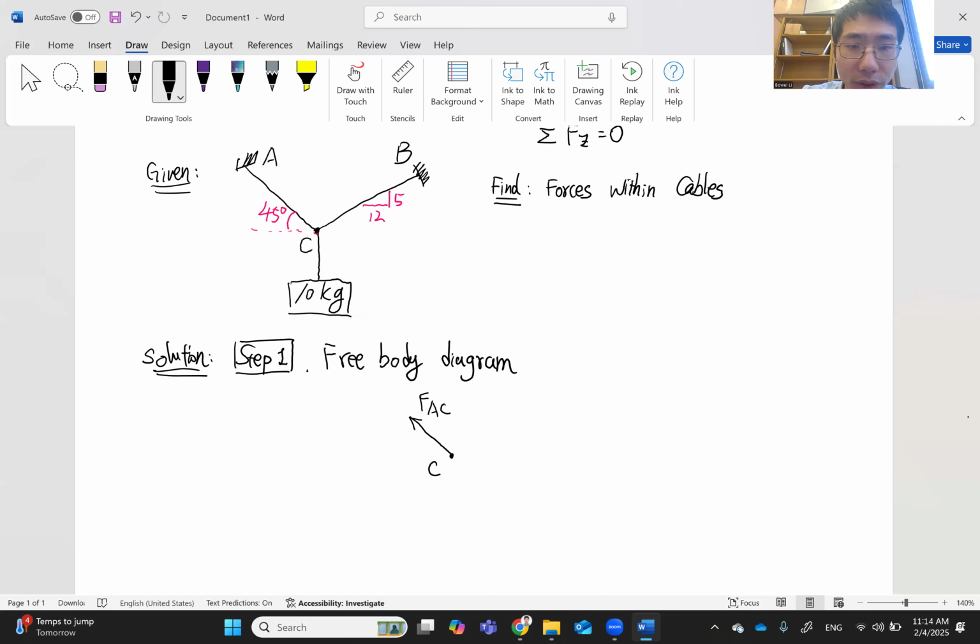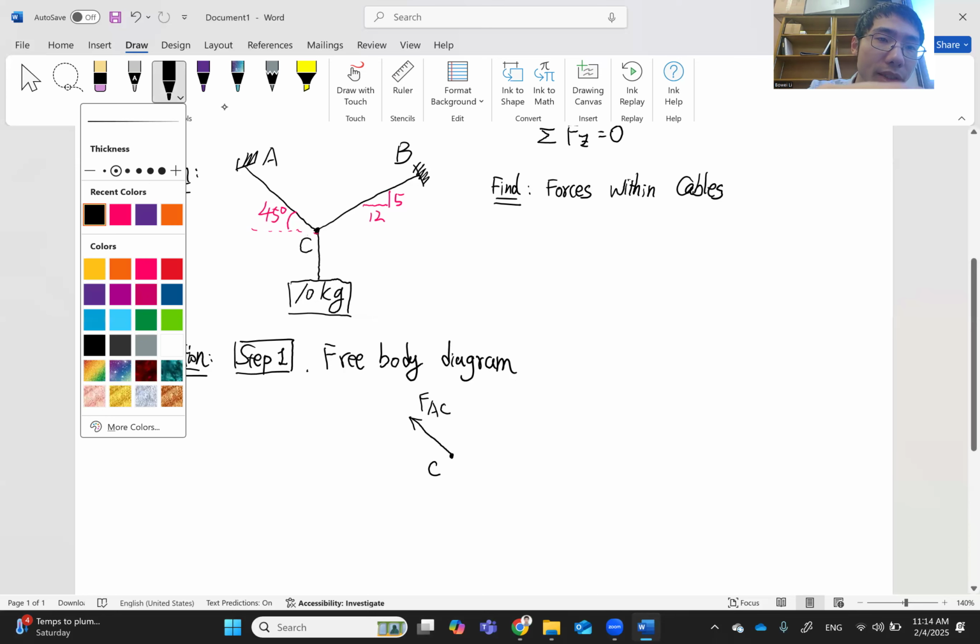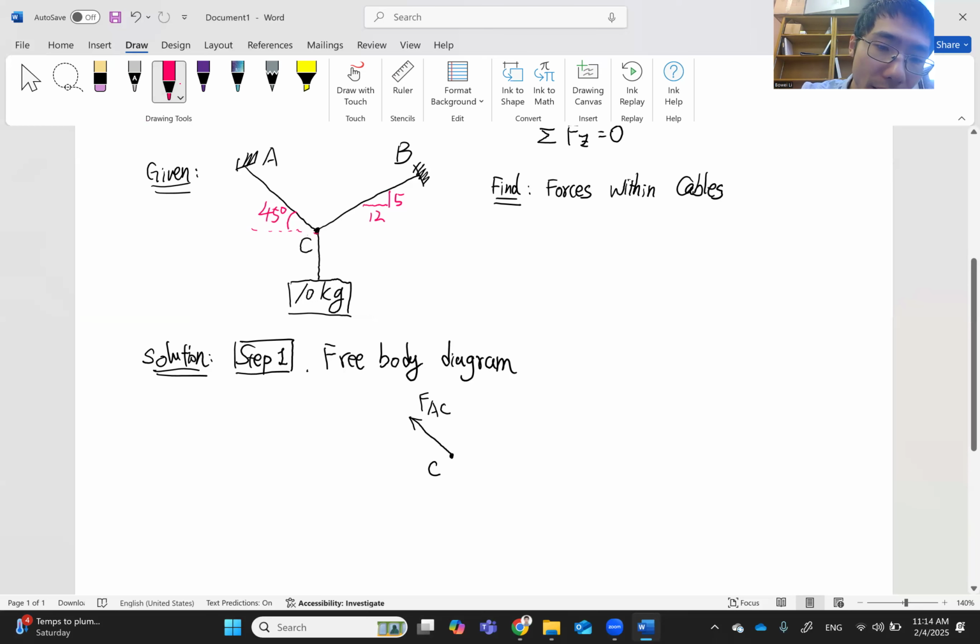And please note, do we know the direction of the force AC here? At least we know the force is along the cable AC, right? And since it is along the cable AC, we know the line of action. We know the line of action should be along the same direction as AC. So given that the angle between AC and the horizontal direction is 45 degrees, we're going to have this angle equal to 45 degrees here.